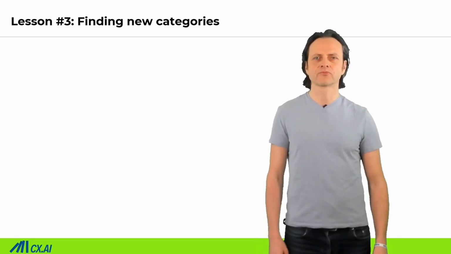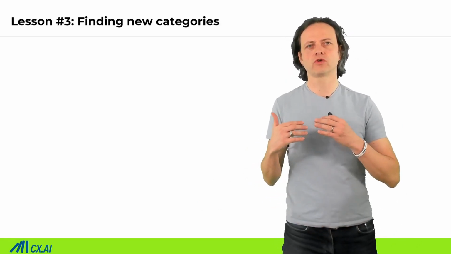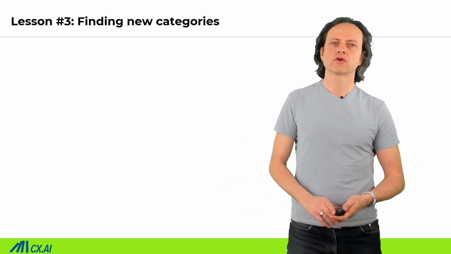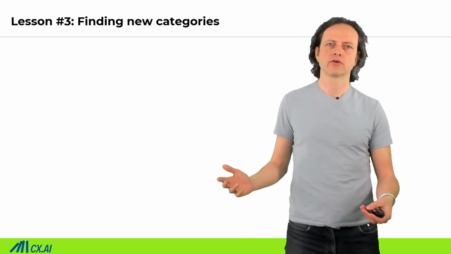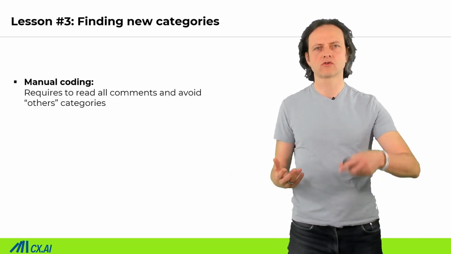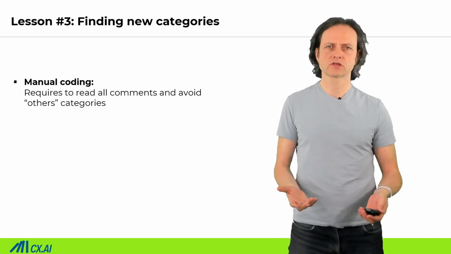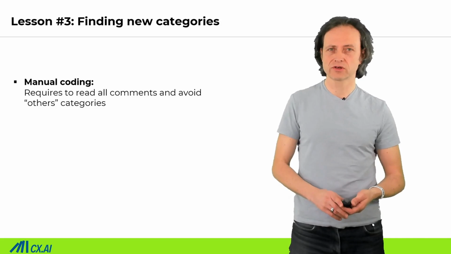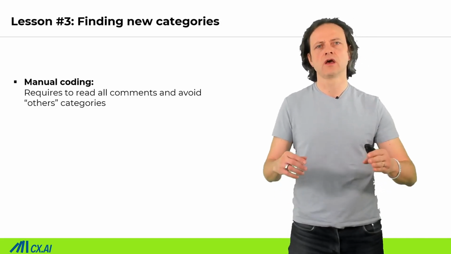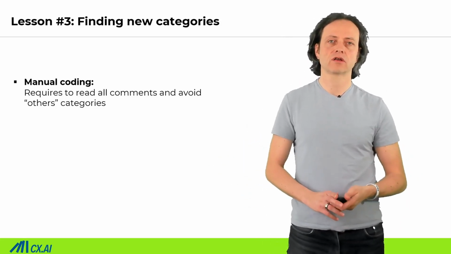This was lesson 2. Lesson number 3, finding new categories. If you do a new wave, it might happen that new categories, new topics, pop up. So you need to deal with that. You need to enlarge your codebook, and the question is how you do it. In manual coding, you need to go through all new responses and try to find the new categories by hand, or you code everything which doesn't fit the codebook into others, and then you revisit the others category and try to find a new category there.